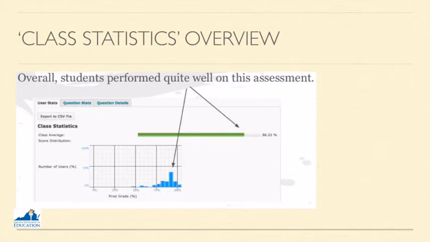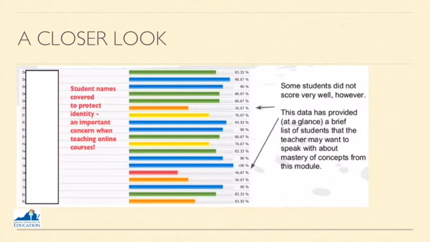Here we get the class statistics overview, and we can see that test scores are clustered sort of towards the high end of the scale, and we can see sort of an overall value. It may be difficult to see there. It's about 86%. So overall, students performed quite well on the assessment. But if we take a closer look, we can see here, and by the way, student names have been covered there to protect their identity. That's something you also want to be very aware of as an online teacher. You don't want to share sensitive data.